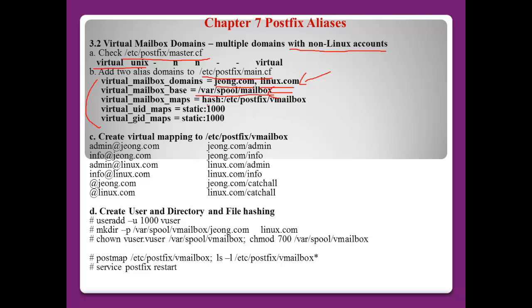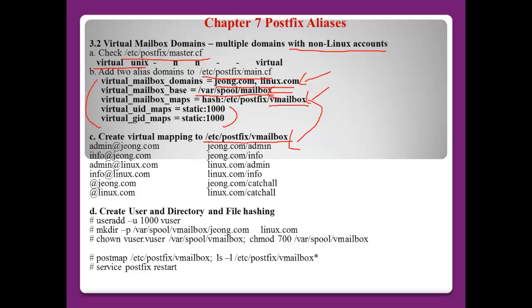/var/vmail/mailbox. And the mailbox maps, in my case, I will create this file, vmailbox. So here. And after that, virtual UID maps and GID maps, static 1000, 1000. So here, 1000 means the UID and GID. So this UID will control this mailbox. And see here, this is an example of the mailbox.